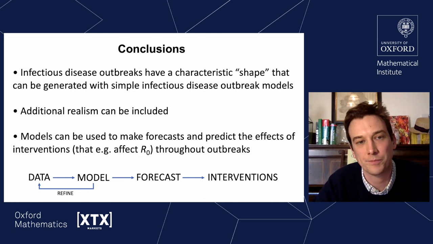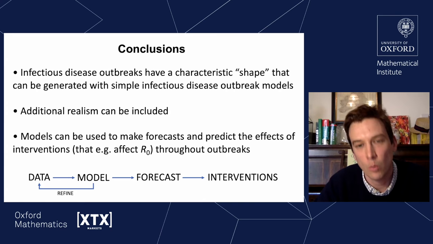We've then talked about how models can be used at different stages of an outbreak for doing various things, including making forecasts and predicting the effects of different potential control interventions. For example, interventions like social distancing that affect the reproduction number. And the idea behind using mathematical models for making forecasts and predicting the effects of different interventions is shown at the bottom. So you have some data from an ongoing outbreak. You then develop a mathematical model that can reproduce those data. You refine the model to make sure that the model can reproduce the data more accurately, and you also refine the model as more data come in during the outbreak.